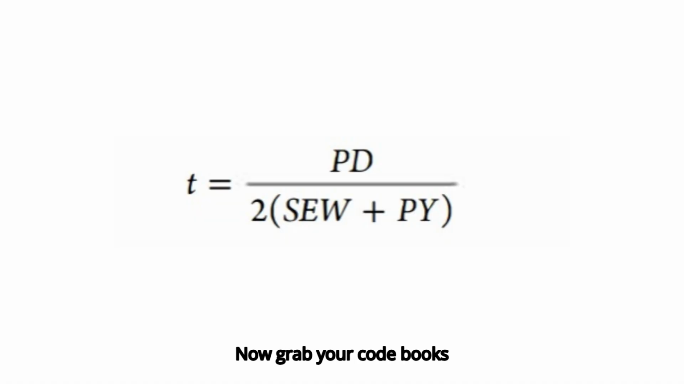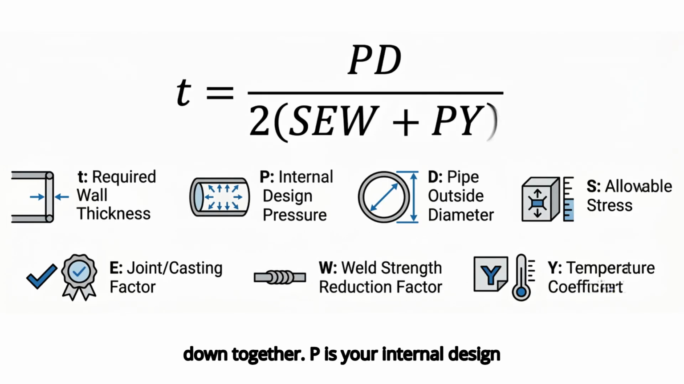Now, grab your codebooks, ASME B31.3, and turn to paragraph 304.1.2. We are going to dissect the master formula for thickness under internal pressure. It looks intimidating, but let's break it down together. P is your internal design gauge pressure. D is the outside diameter of the pipe. S is the allowable stress for the material at your design temperature.